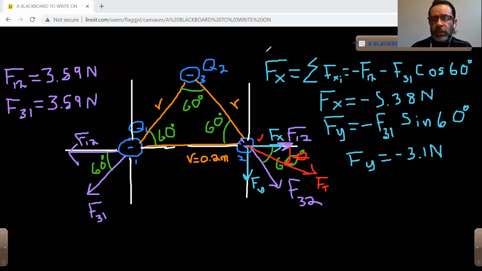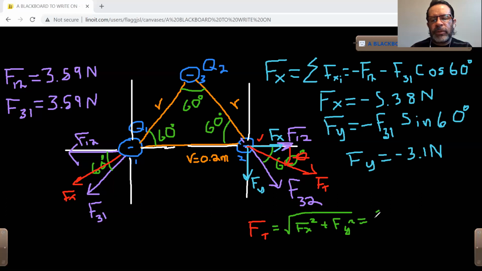And the total force is going to be a force that's going to be going something like this. The total force is also going to be calculated the same way we did with the other one, which is the square root of Fx squared plus Fy squared. And this is going to give us 6.2. It's the same 6.2.